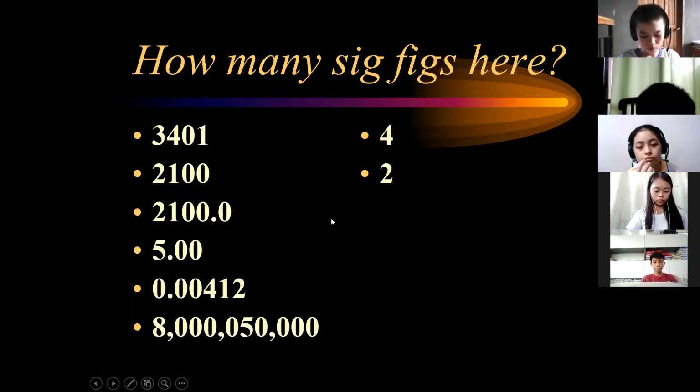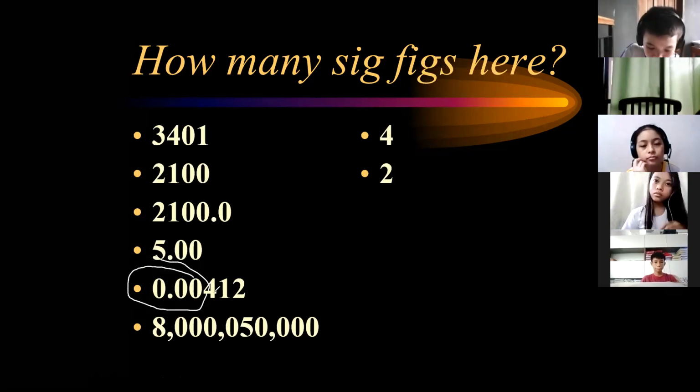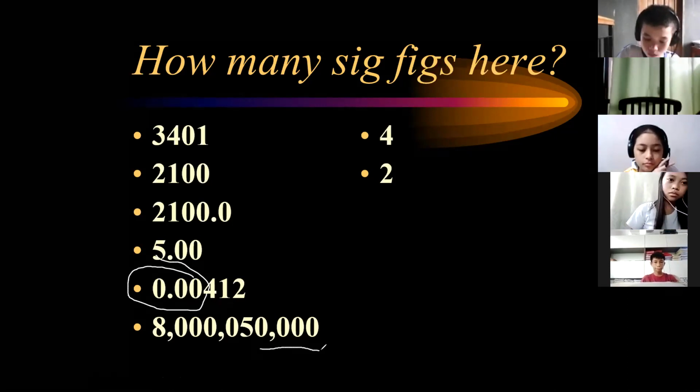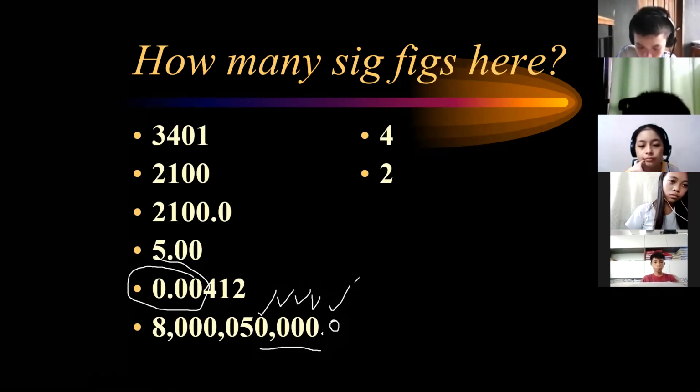Sir, what about this number? Why is it that this is not significant? These are trailing zeros, but they are insignificant. But if we are going to write a 0.0 here, then all of them become significant digits. Okay?